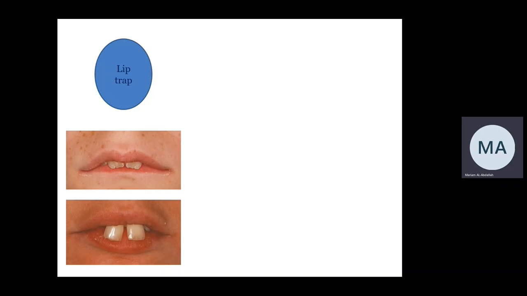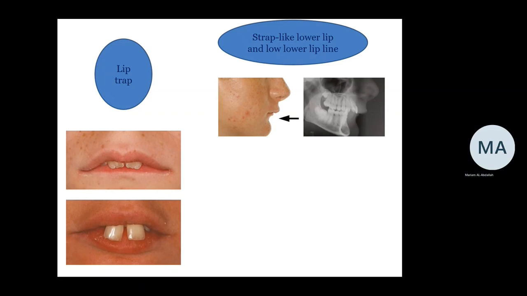Other terminology that is important during extraoral examination for the lips is what we call lip trap. Lip trap is when the lower lip is trapped behind the upper incisors due to increased overjet for some cases. Strap-like lower lip are cases where they have very strong musculature of the lower lip with high tonicity, and this high tonicity will affect the position of the incisors.